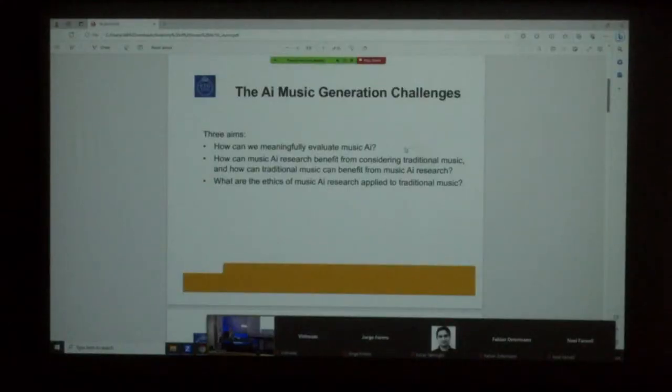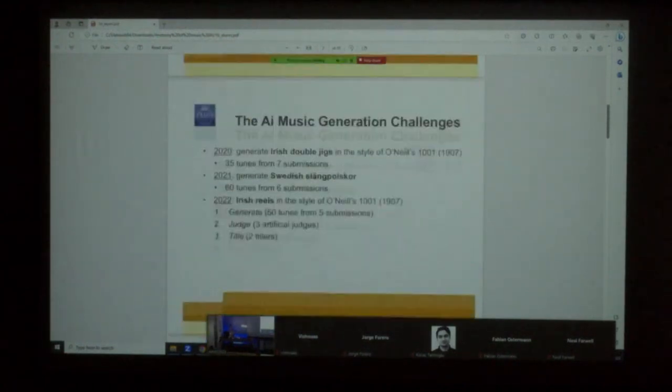I'm Bob Sturm from Stockholm KTH, and I'm going to present some of the results of the 2022 AI Music Generation Challenge. There are three aims to this challenge. How can we meaningfully evaluate music AI? How can music AI research benefit from considering traditional music and vice versa? And what are the ethics of music AI research applied to traditional music?